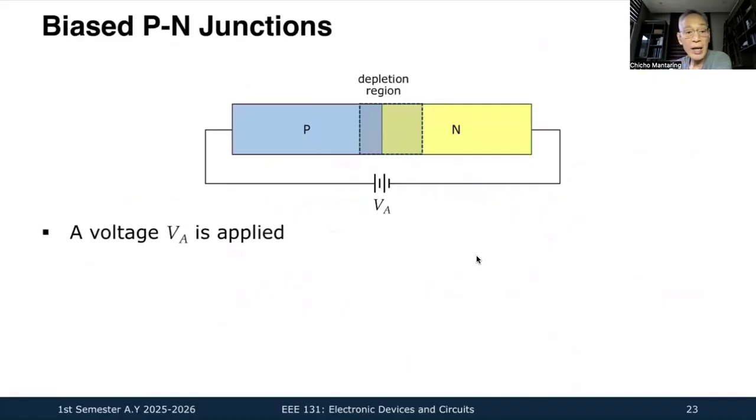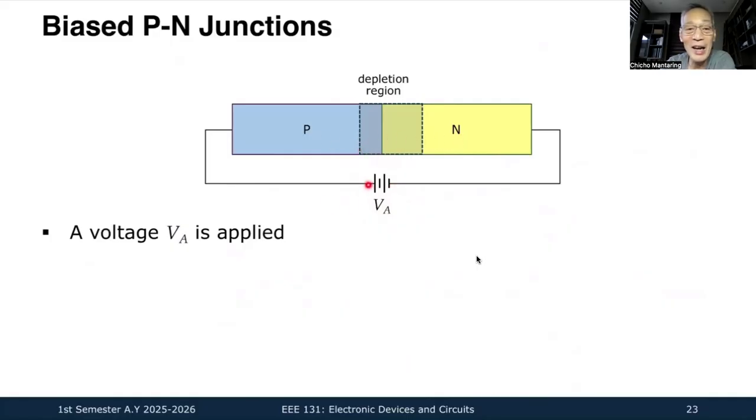What will happen if we apply a voltage across your PN junction? We now say that your PN junction is biased. Let's assume that we apply a voltage V sub A with the P positive with respect to N. By the way, in real life, don't do this, because if V sub A is greater than 0.7, for example if this is silicon, chances are you're going to destroy this diode.